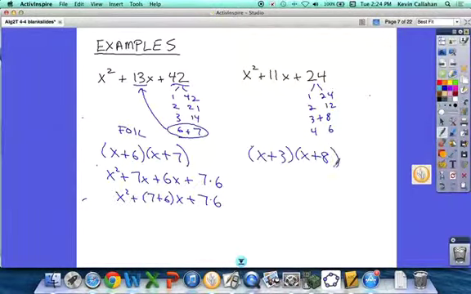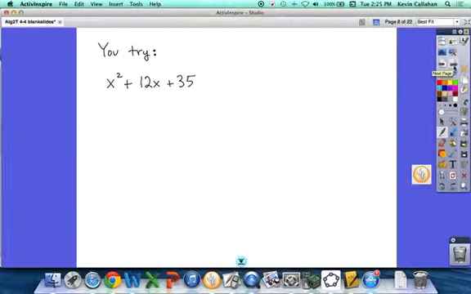Okay, what if I write it like x plus 8 times x plus 3? Why is it the same thing? Mark? What property? Commutative property, right? Commutative property says the order of multiplication doesn't matter. 2 times 3 equals 3 times 2. So don't get hung up on if you wrote this, but I showed that. It's the same thing. Okay, try that one for yourself.